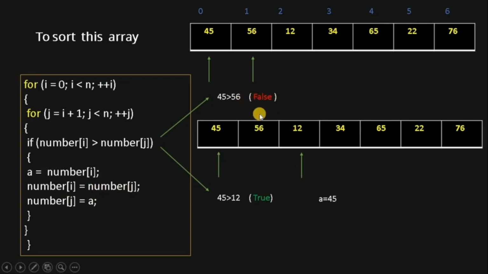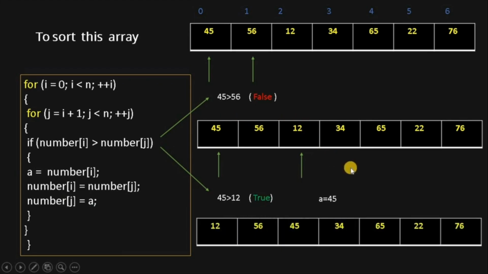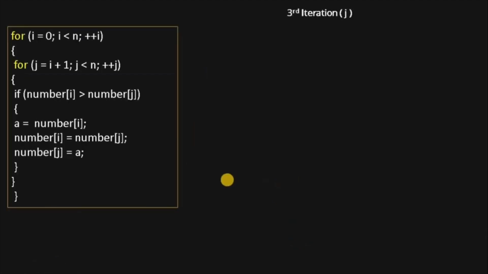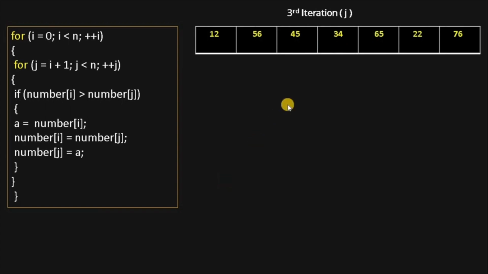Now 45 will come behind and 12 will go in front. So this space will get 12. Then number j equals A, that means here it will store the 45 value. So these values get interchanged, right? So our next array becomes 12, 56 and 45, right? Like this, the third iteration will also be implemented. The same code I have copied here, and here we get this array.